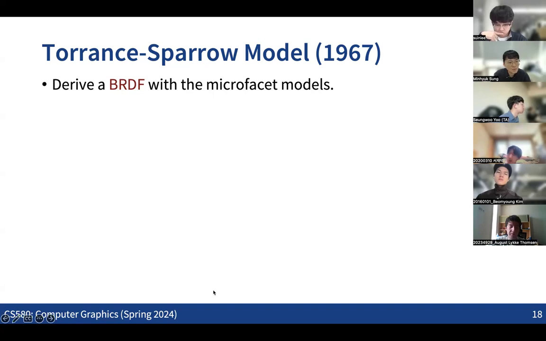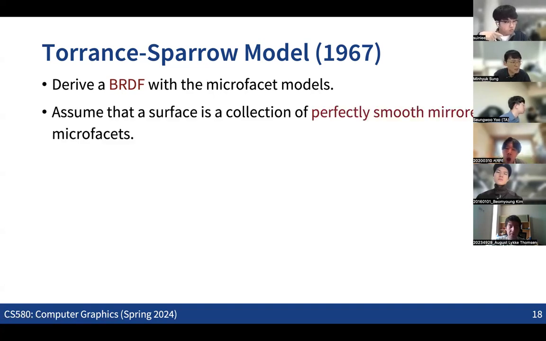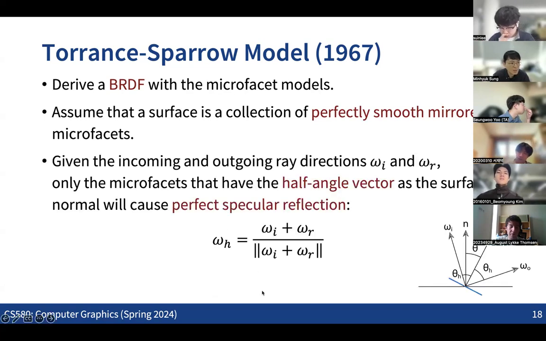So here, there are a couple of assumptions. We are assuming that the macro surface is a collection of perfectly smooth, mirrored microfacets. When you consider every single microfacet, we are assuming that those are small patches with perfectly specular reflection, right? Given this assumption, in our BRDF, if we specify the incoming and the outgoing ray direction, then we only need to care about the microfacets that have the half angle vector as the surface normal.